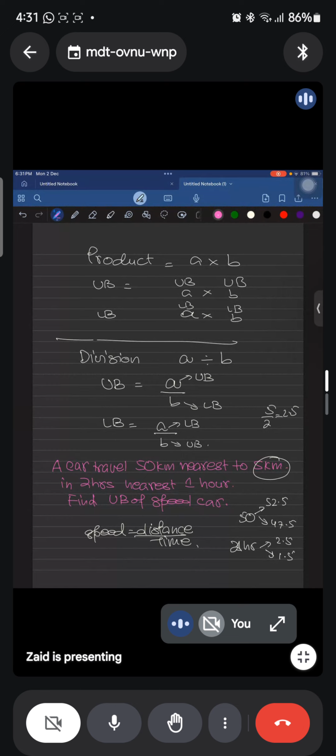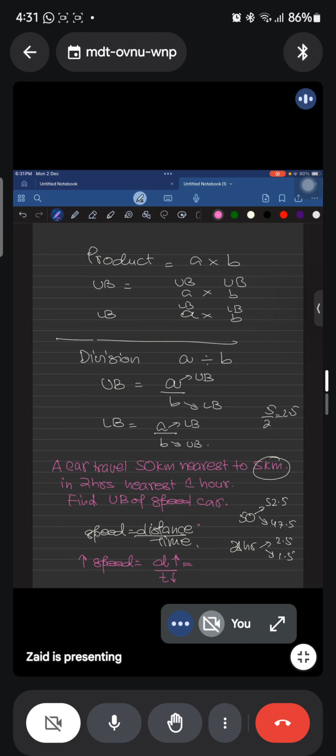So if I'm supposed to find the upper bound of speed, I should have the upper bound of distance and the lower bound of time. Is that clear to you? Yes, sir. Great. Just plug in the values and get the answer.